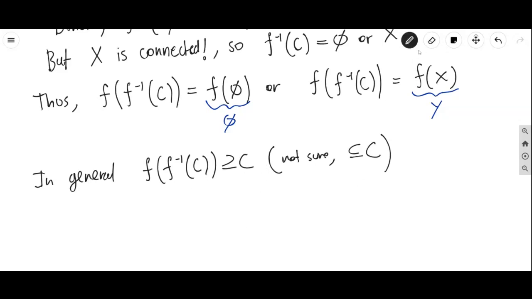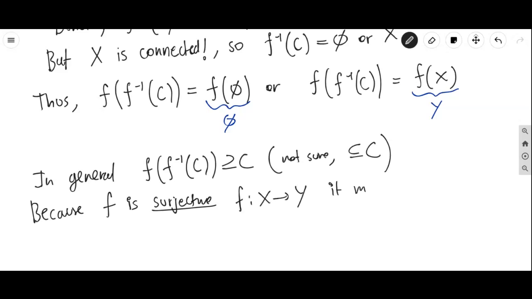But in general, and this is the important part, because F is surjective, between X and Y, it means that if you do F of F inverse of C, you actually get the thing that you want. It's almost as if these two Fs cancel each other away and you get that it's equal to C.